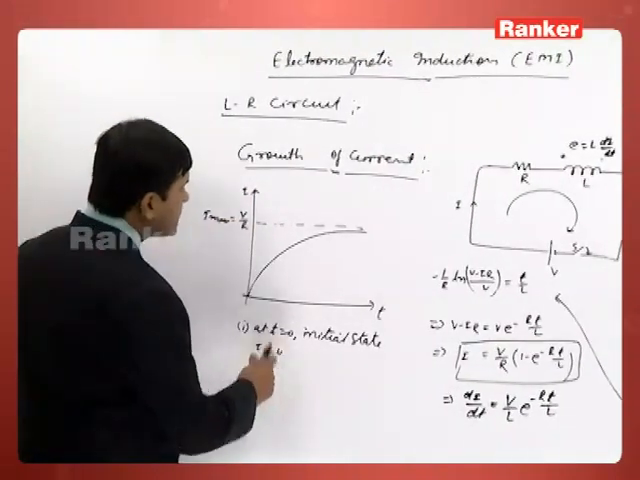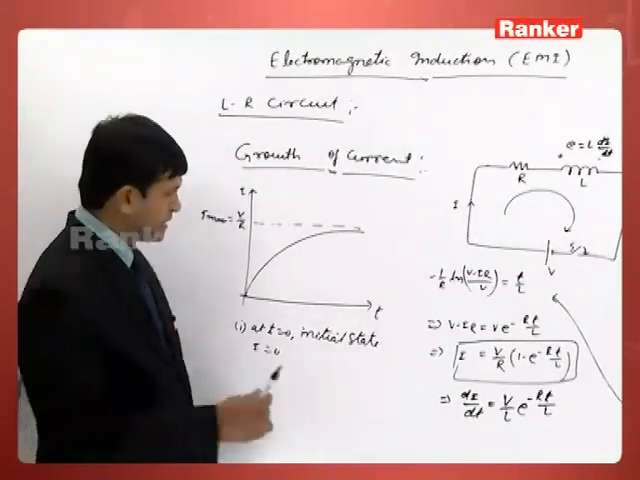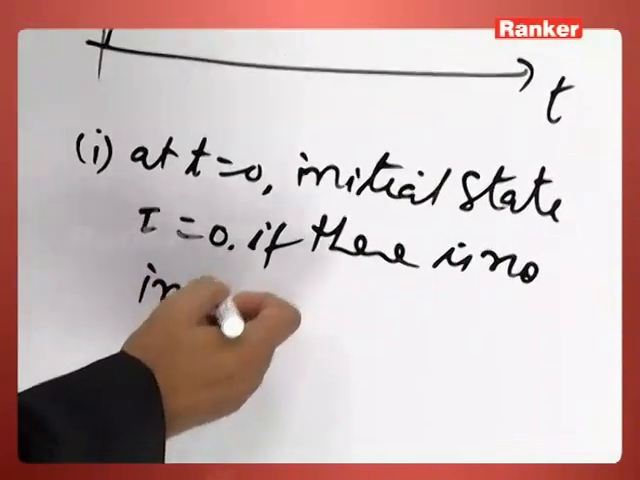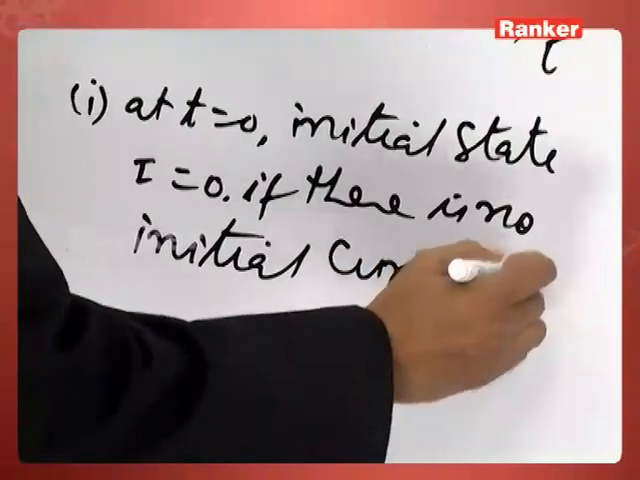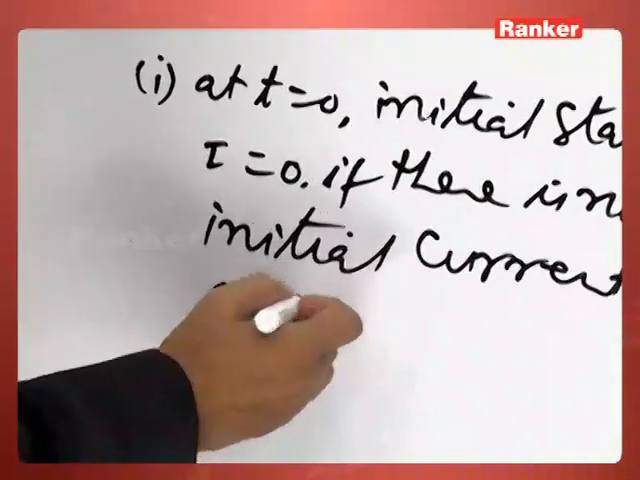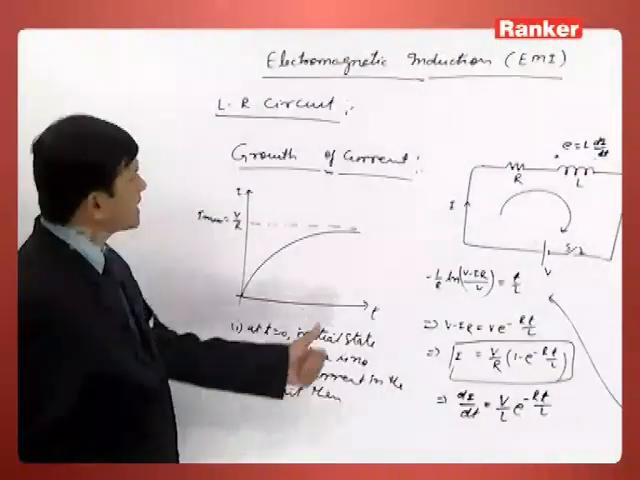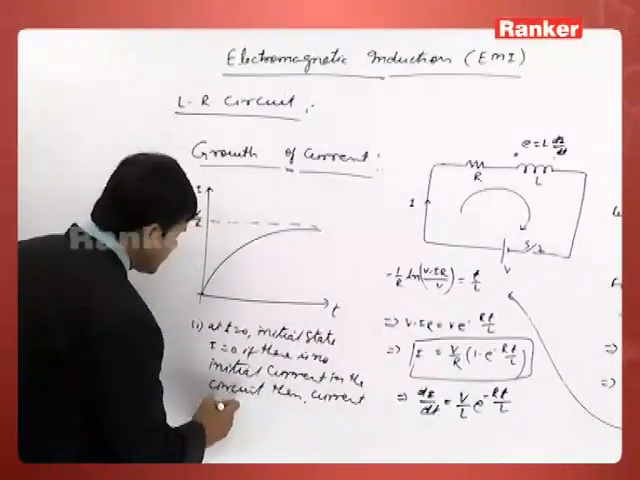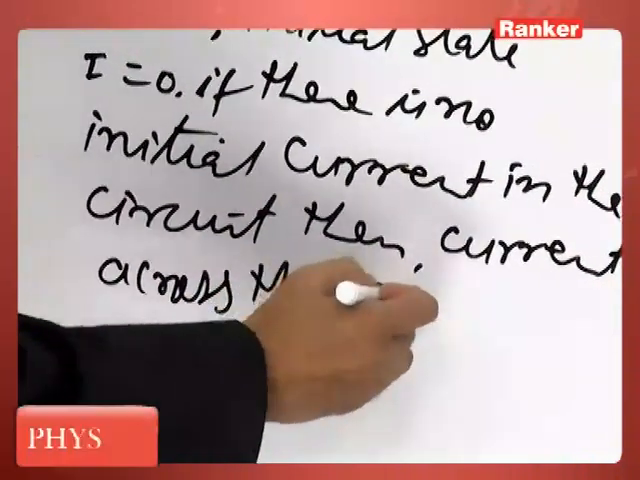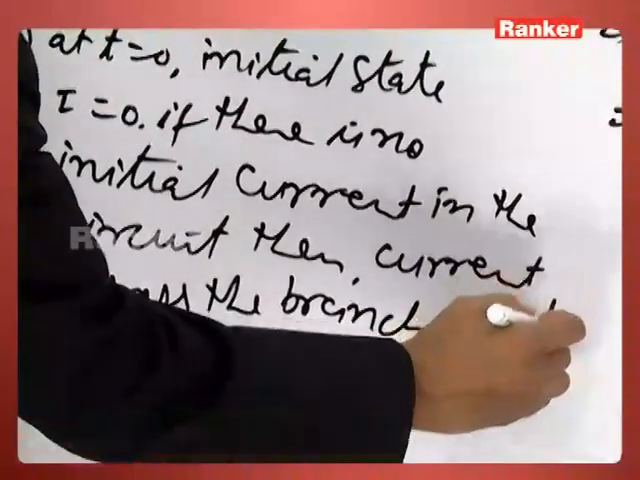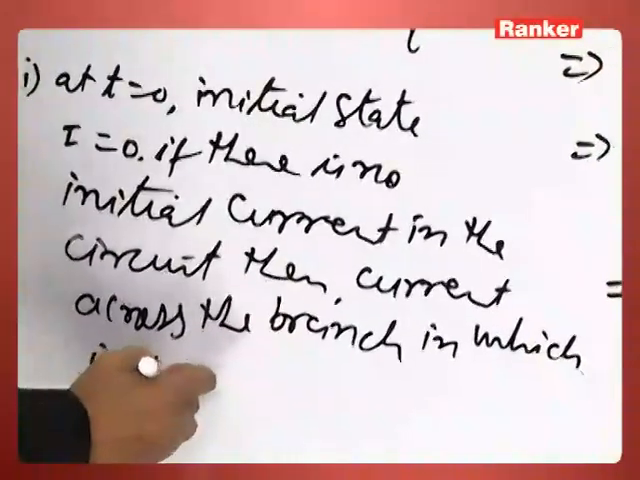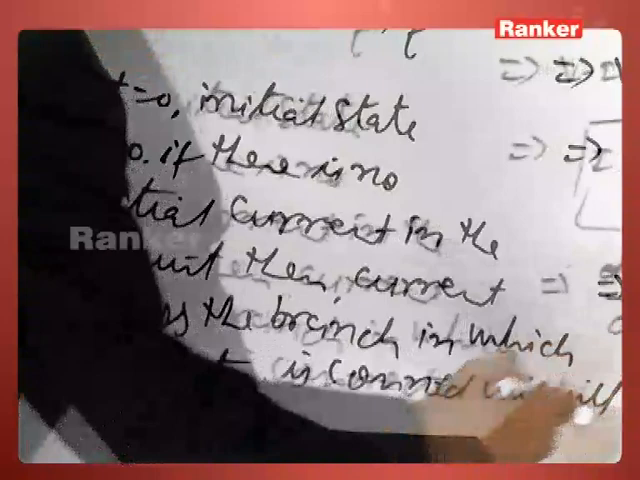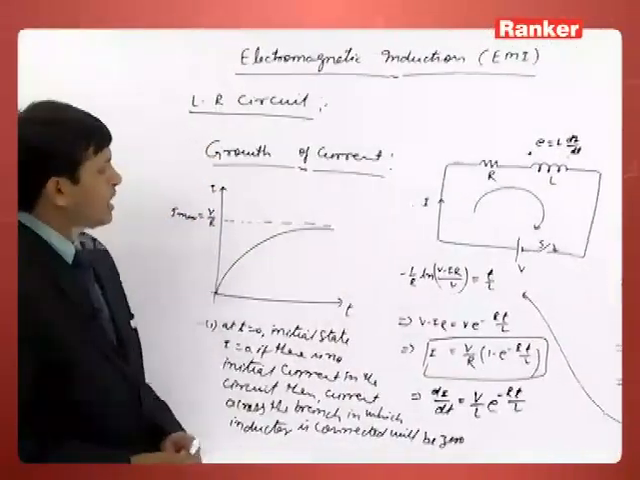So the conclusion is that at t is equal to 0, if there is no initial current in the circuit, then current across the branch in which inductor is connected will be 0. So this is the outcome of the first point.